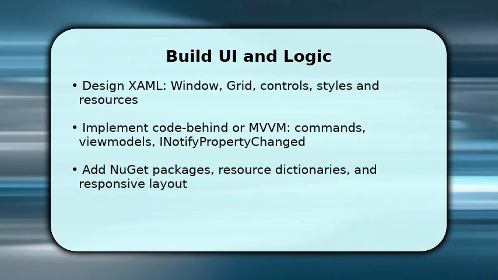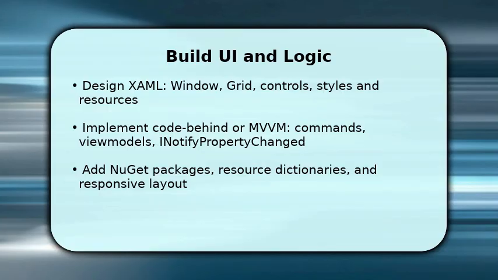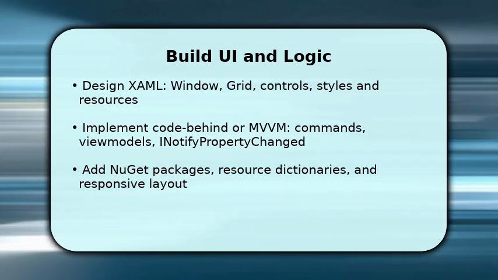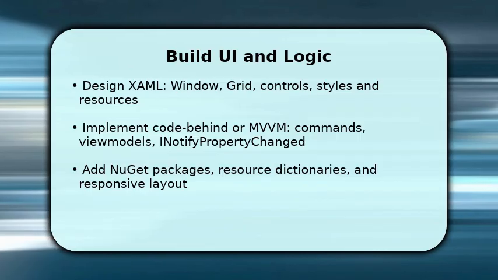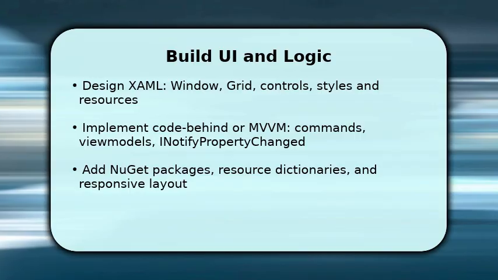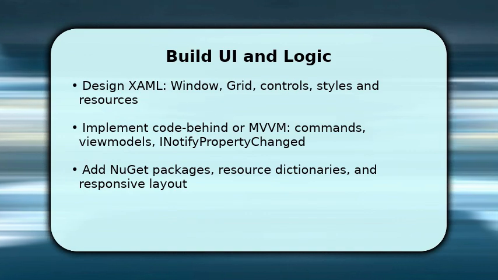You now construct the user interface and connect logic. Start in MainWindow.xaml, lay out grid rows and columns, declare styles and resource dictionaries so look and feel are consistent. Then implement behavior either in code behind for simple tasks or adopt MVVM for testable, scalable apps. Create view models, implement INotifyPropertyChanged, and wire commands to buttons. Add necessary NuGet packages and ensure bindings compile. Make sure layouts resize well. Responsive design avoids clipped content on different DPI or window sizes.